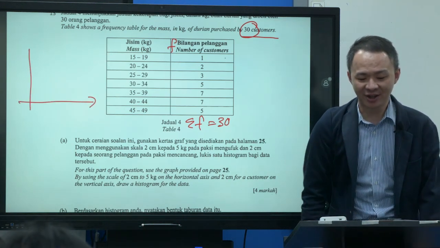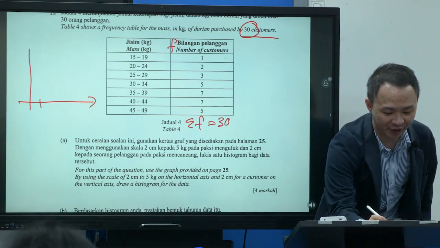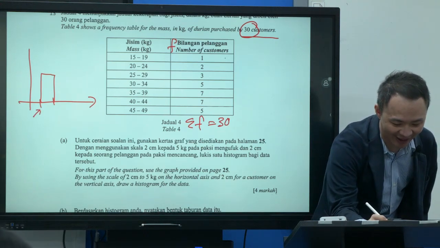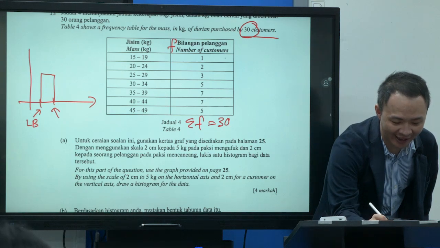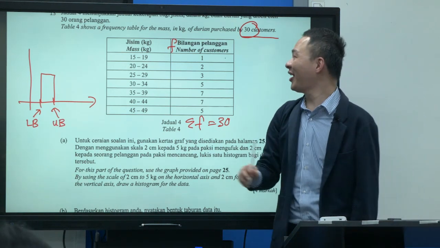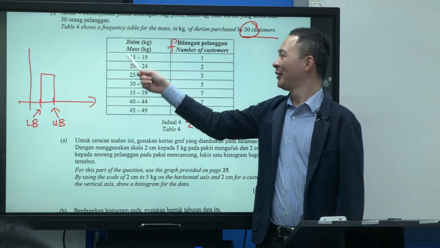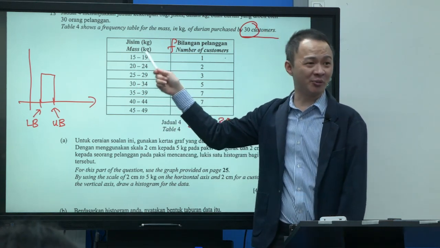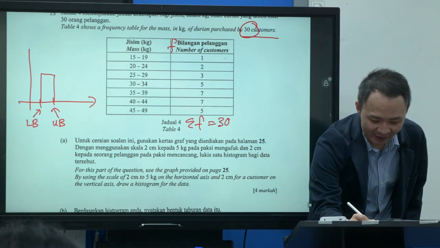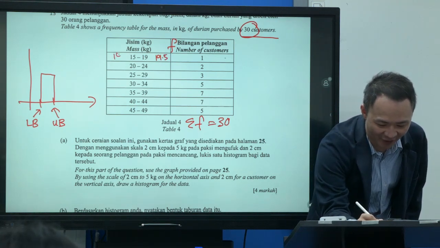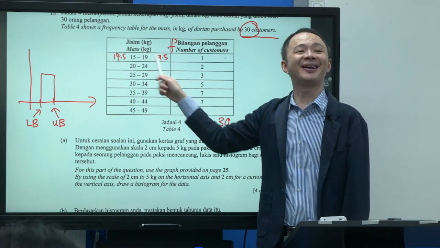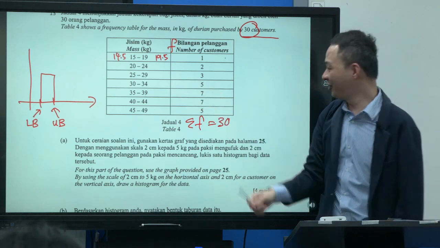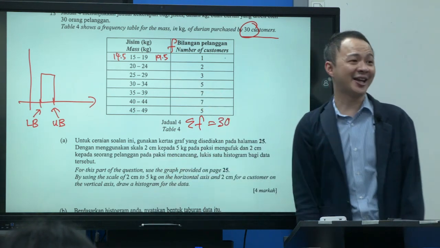Yes, correct. Because this 5 is following the boundary. You can see my histogram like this, isn't it? This is lower boundary and upper boundary. How to find the boundary for this one? For the lower boundary, we minus 0.5. For the upper boundary, we add 0.5. So if I do, this is 19.5, this is 14.5. Now try to minus them. This one minus this one, do you get 5?